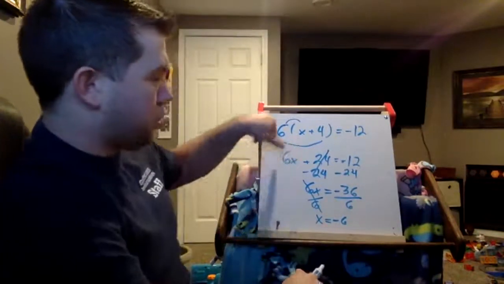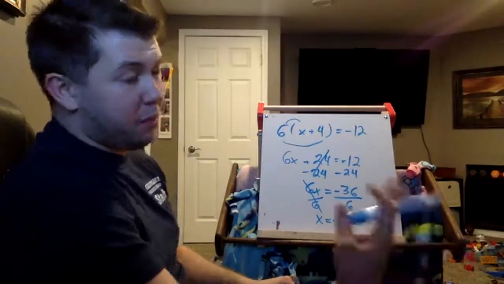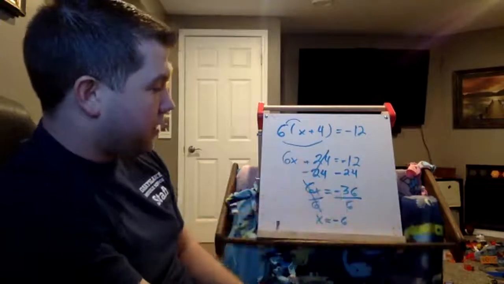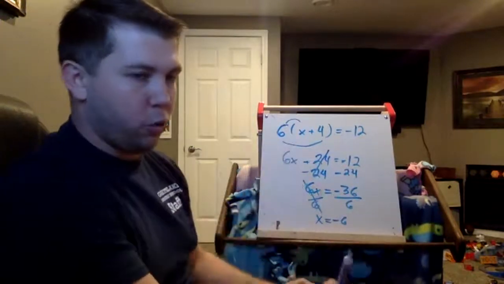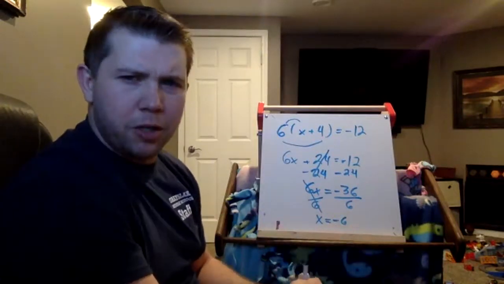The only difference was we distributed instead of dividing out by 6, okay? But if you think about it, I had to divide by 6 anyway, right? I divided by 6 down here. So all we did was make that the first step, and that just kind of changed the order in which we did things, okay?